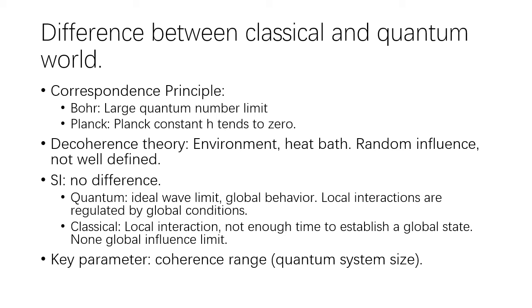In standard interpretation, we don't have the problem, because ideal coherence and the Schrödinger equation are only an approximation. They are the ideal wave limit of the system. When the limit is less and less ideal, and the global condition turns unfavorable, the system turns back to a classical local interacting one. The key parameter here is the coherence range, which is determined by the system size and other global conditions.